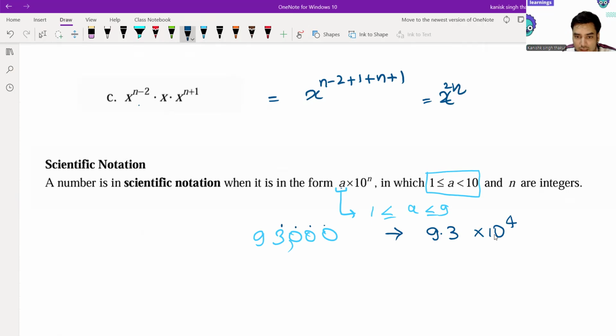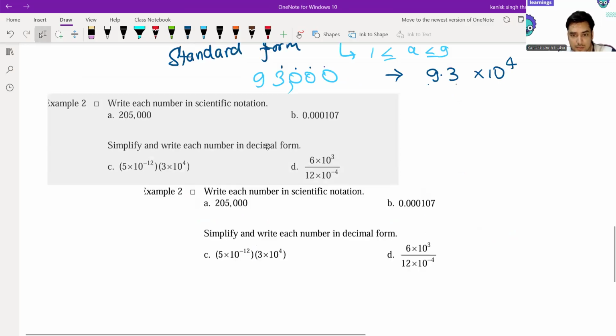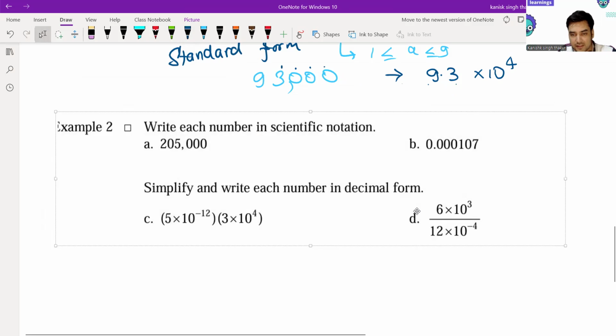So this is how you write it. This is sometimes called standard form also, right? In the GCSE syllabus, you'll find it as standard form or scientific notation, either one. So 9.3 times 10 to the power 4. So suppose I have to write each of the numbers in scientific notation, right? Remember that when you multiply by 10, the decimal shifts towards the right. When you divide by 10, the decimal shifts towards the left, right?